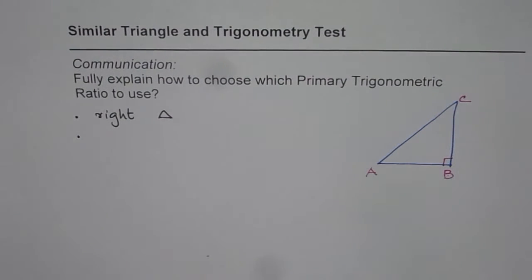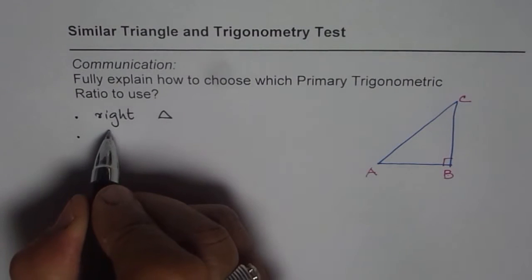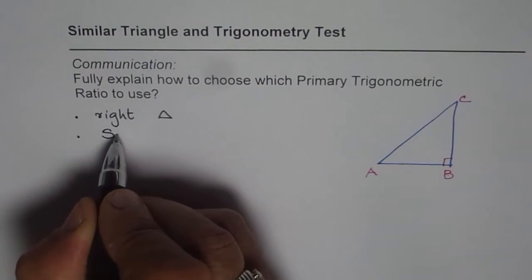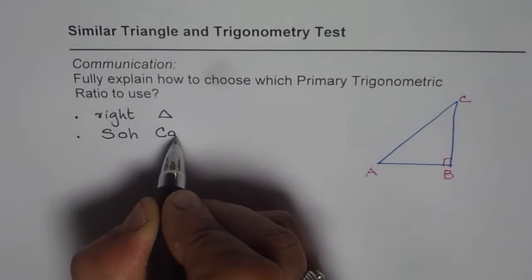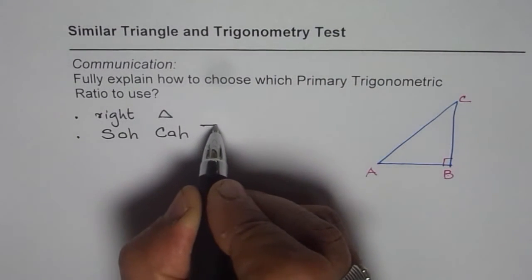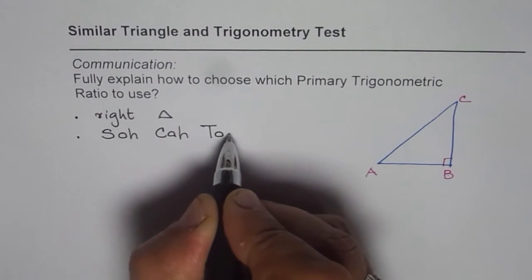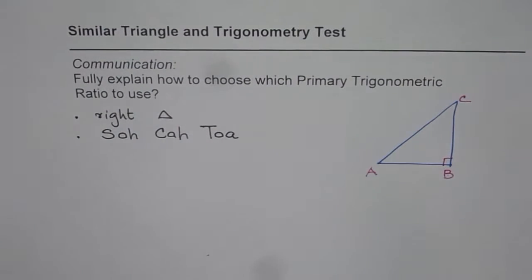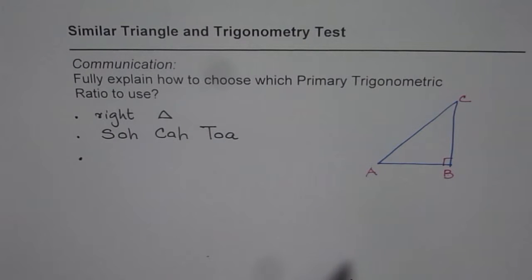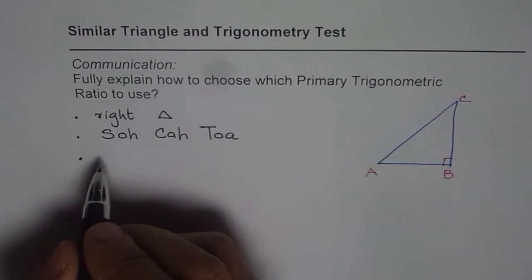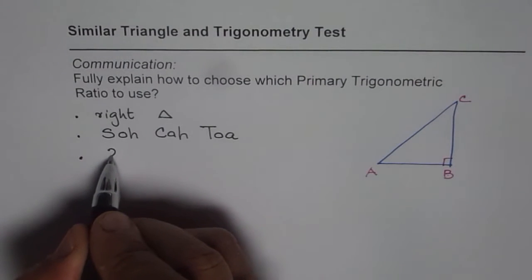And then to use trigonometric ratios, our abbreviation SOHCAHTOA is very helpful. Sine is opposite over hypotenuse, cos is adjacent over hypotenuse, and tan is opposite over adjacent. Now you should know that to solve a triangle using trigonometric ratios, we should have information of at least two pieces.